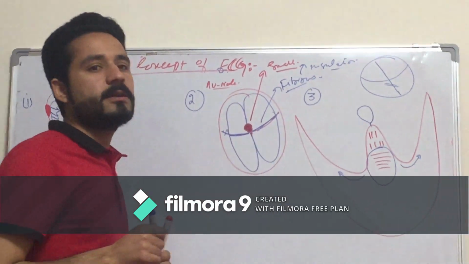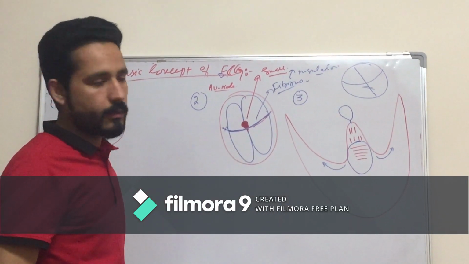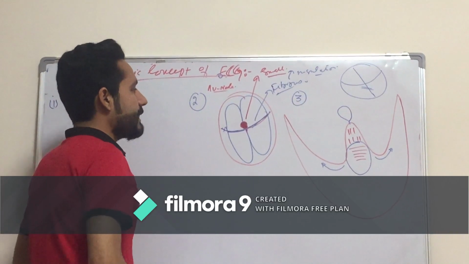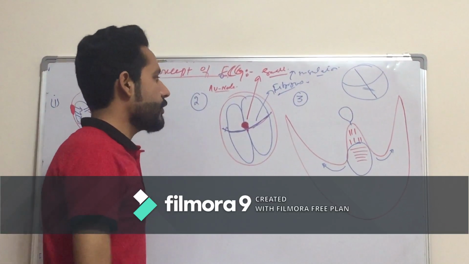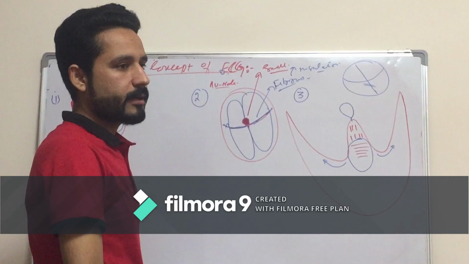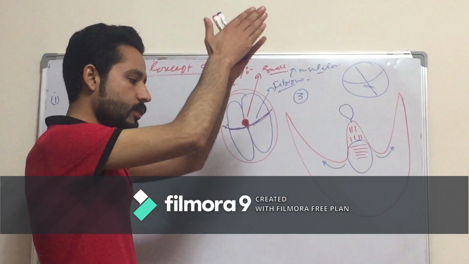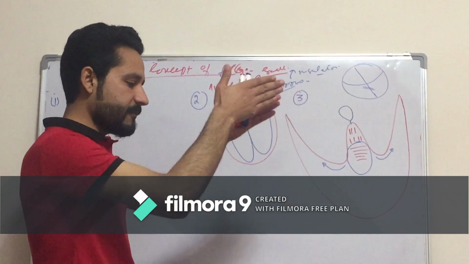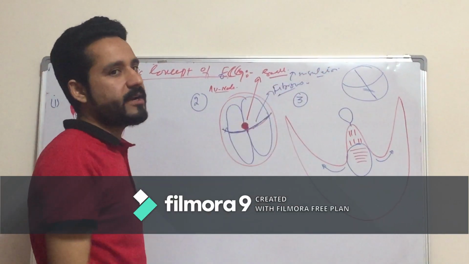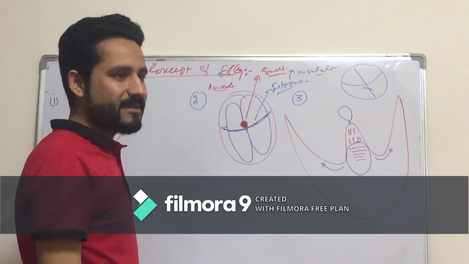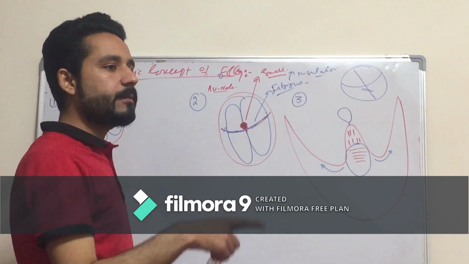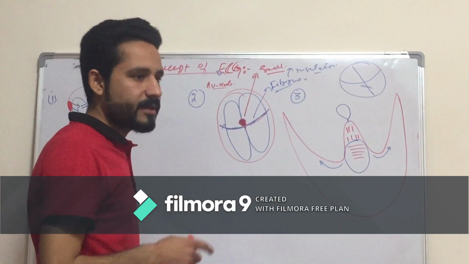Now the electrical impulses from the AV node pass into the septum, into the bundle of His, and from the bundle of His it goes over the septum, and then from the septum towards the left and right bundle branches, and then from the left and right bundle branches it moves into the ventricles.